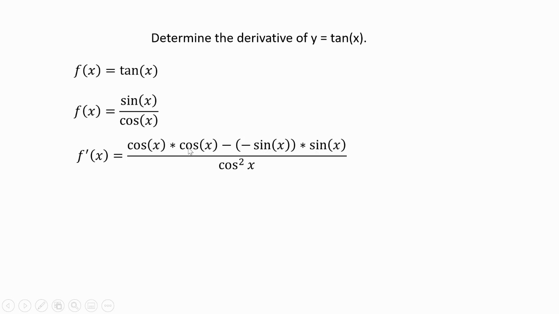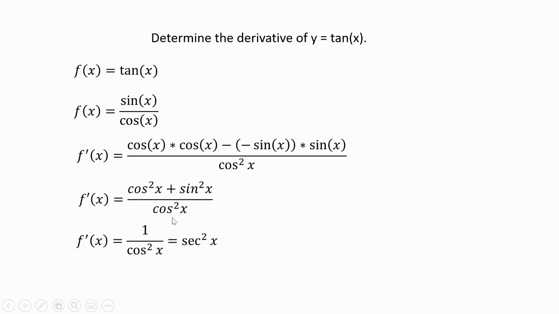Now, what does cos x times cos x come to again? When we multiply two cos x's, we refer to that as being cos squared x, correct? So what I have is really cos squared x, and because I'm minusing a minus, it's really plus sine squared x. So I have cos squared x plus sine squared x over cos squared x, and we all know that cos squared x plus sine squared x is 1. So it's 1 over cos squared x, which means it's secant squared x.